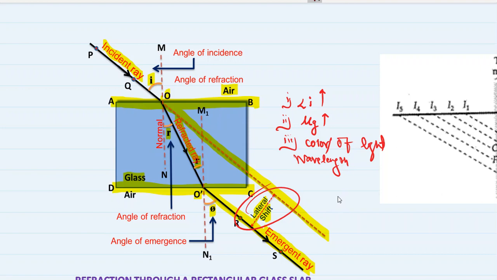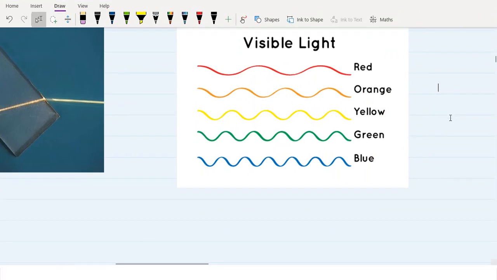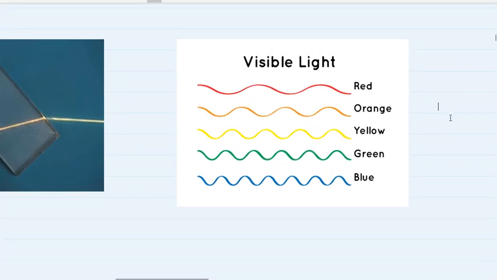If the wavelength of light is smaller, then the lateral shift will be greater. How is this possible, and what are the colors for which the wavelength of light is different? That I will let you know now. Our next idea is to understand the color and wavelength of light. Let's go there. Do you see this image?